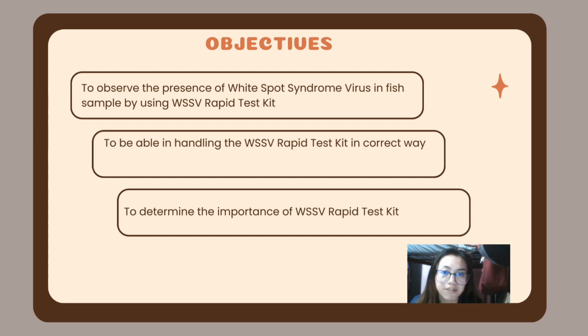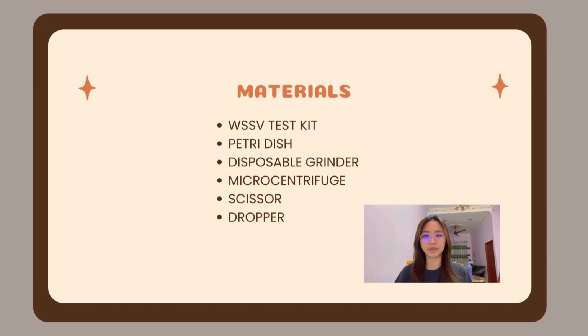These are the objectives. The first is to observe the presence of white spot syndrome virus in the sample by using the WSSV rapid test kit. Next is to be able to handle the test kit in the correct way by following the given procedures. The last objective is to determine the importance of the WSSV kit in monitoring the health status of shrimp populations. Materials that we use for this experiment are WSSV test kit, petri dish, disposable grinder, microcentrifuge, scissor, and dropper.